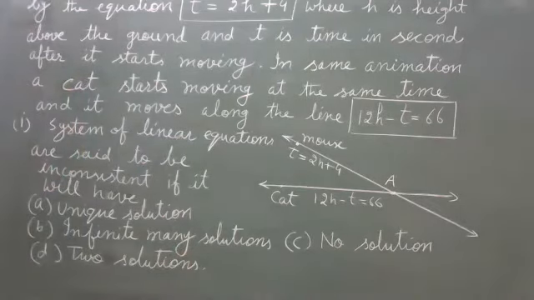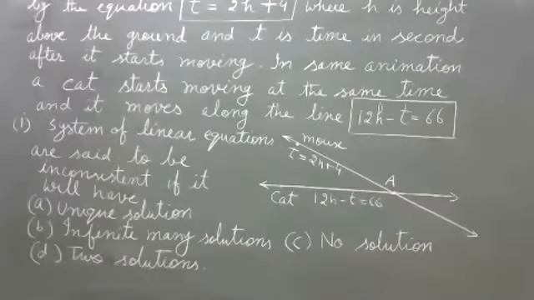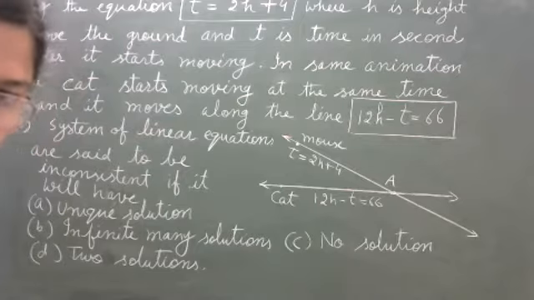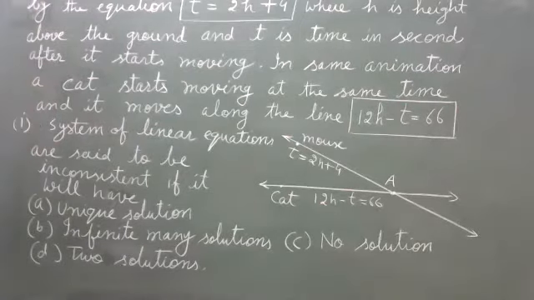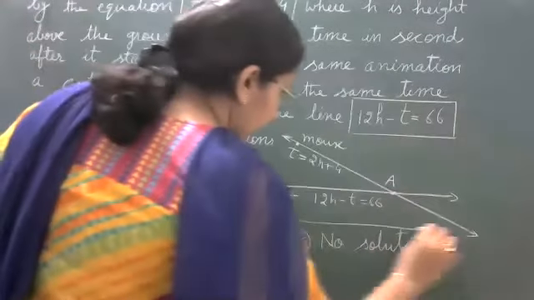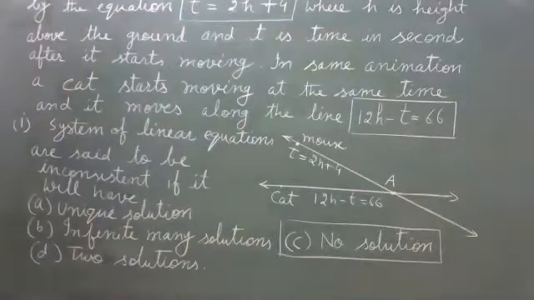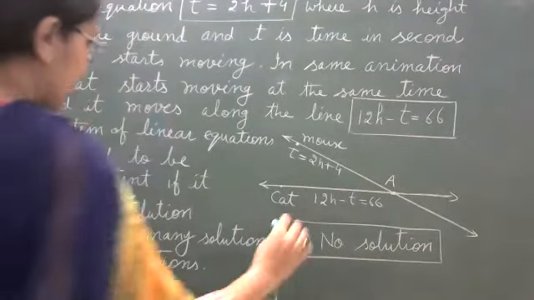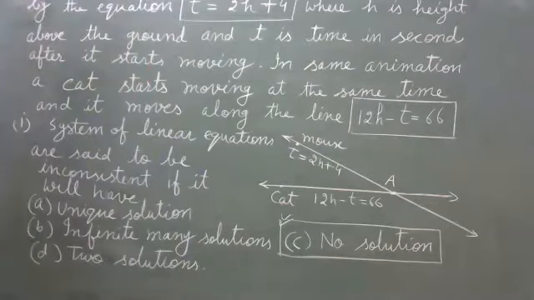So from here you can write your answer in chat box or you can raise your hands. Which is the right option? System of linear equations are said to be inconsistent. Inconsistent की condition क्या होती है? Very right answer. So if there is no solution, that is part C. So many students are giving right answer. Your answer is part C.